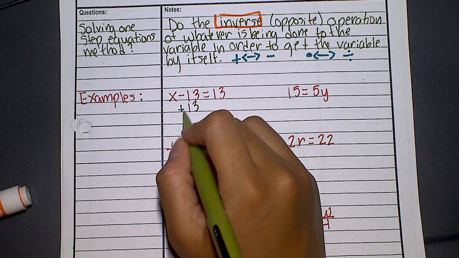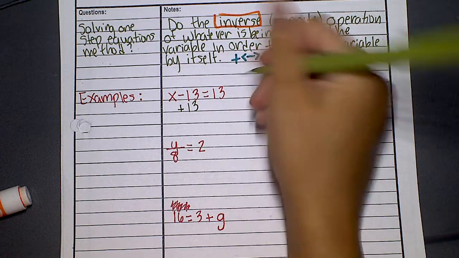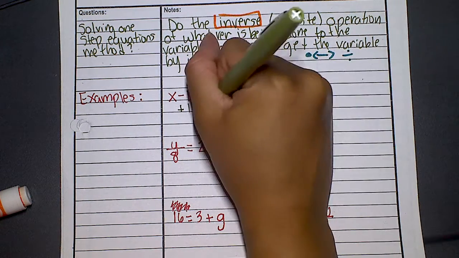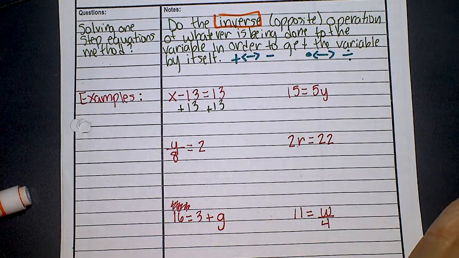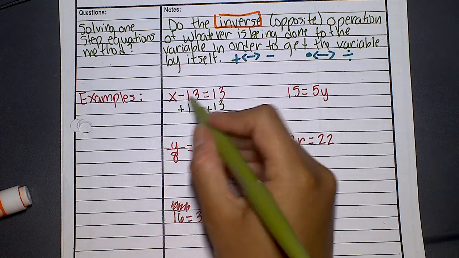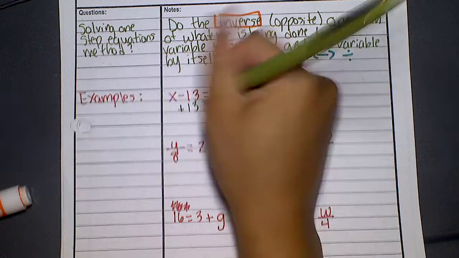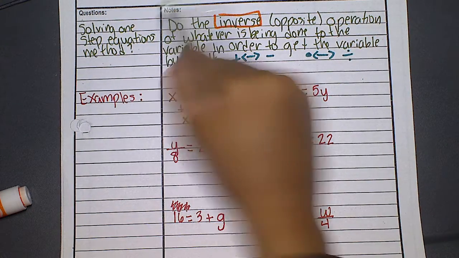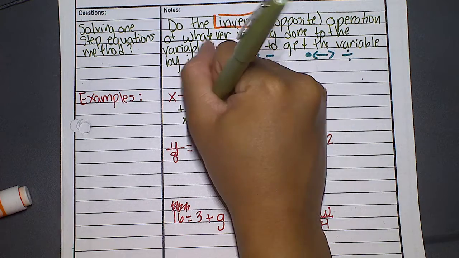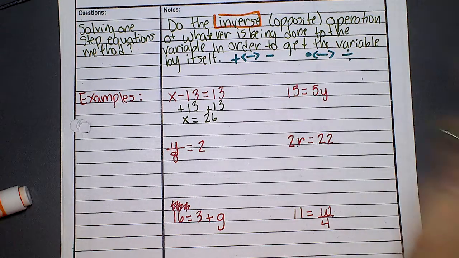Whatever you do to one side of the equation, you have to do to the other side. So if you're adding 13 on the left side, you also have to add 13 on the right side. So then x minus 13 plus 13, you're just left with x, so that's alone. 13 plus 13 is now 26.